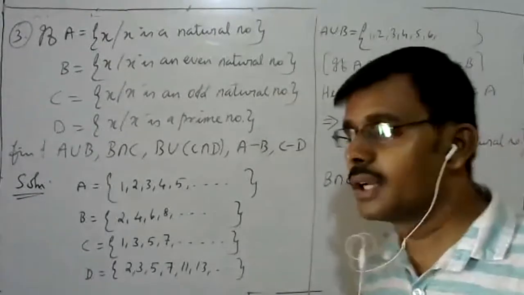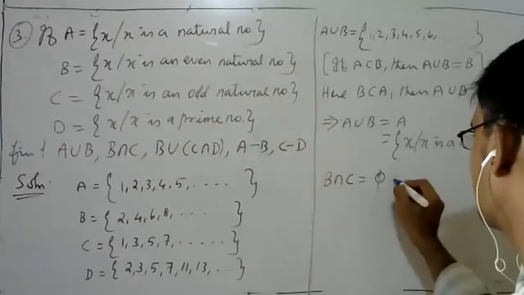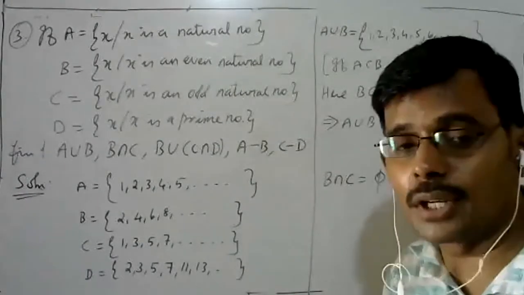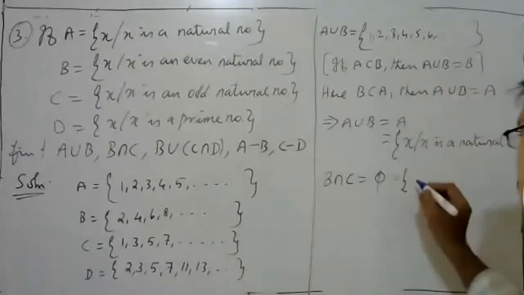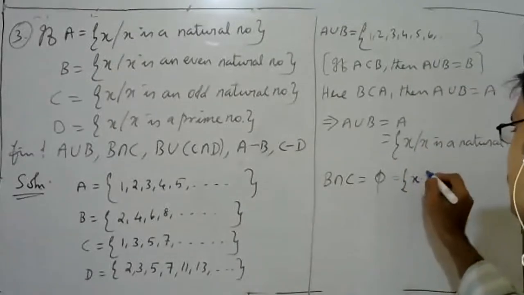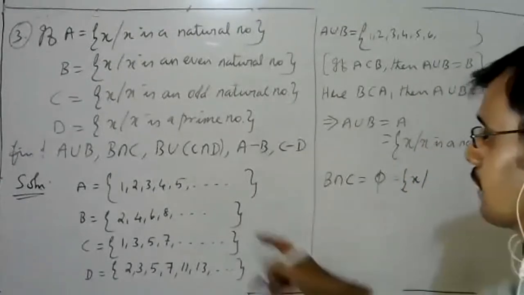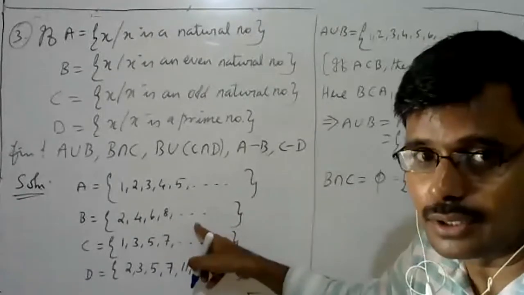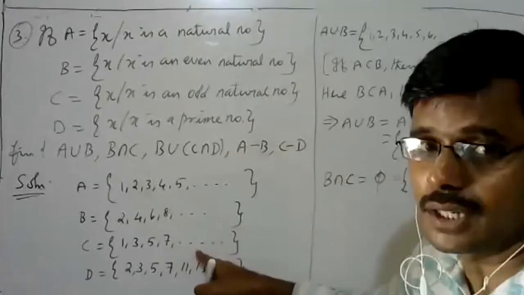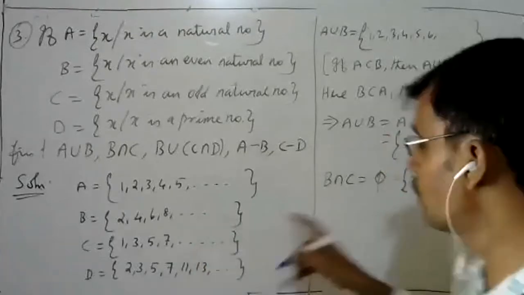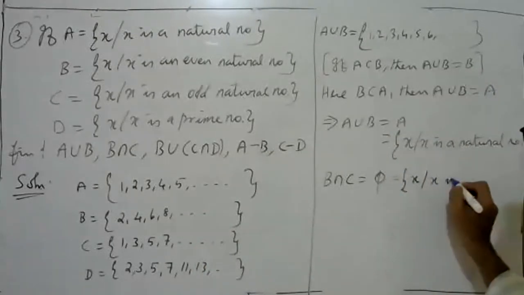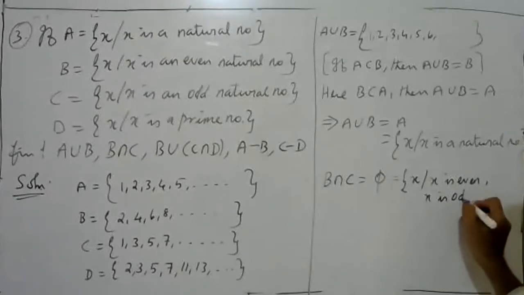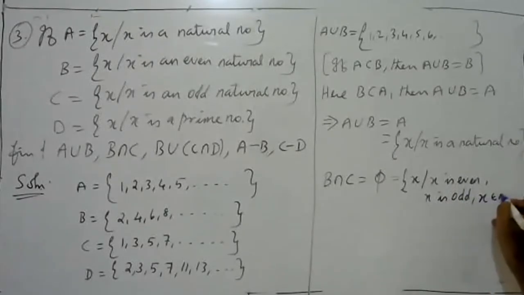So that means, how to write this in set builder form? Set builder form is, so your set of all x, where x is an even number, but here x is an odd number. So both x is even and x is odd, and x belongs to N.